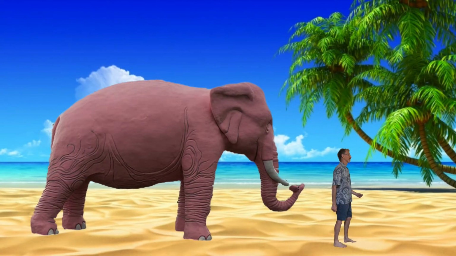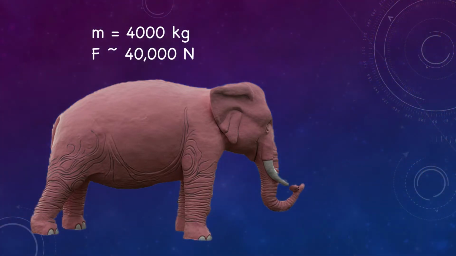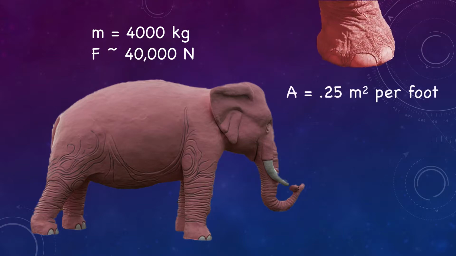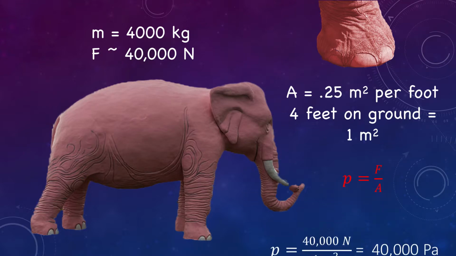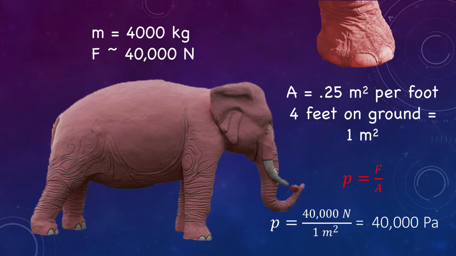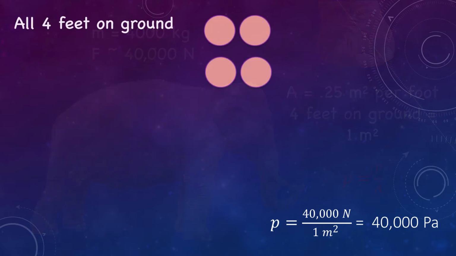Here's another example. Let's say that I was walking my pet pink elephant Eloise on the beach. The average elephant weighs about 4,000 kilograms. 4,000 kilograms translates to about 40,000 newtons. An average size elephant foot is about 1/4 of a square meter. So when all 4 feet are on the ground, they cover roughly 1 square meter. So the pressure exerted on the sand is then about 40,000 pascals with all 4 feet down.